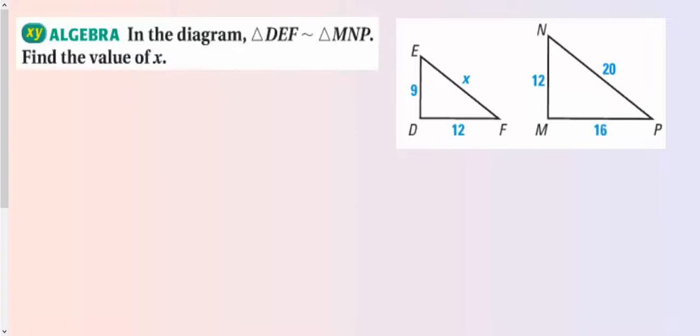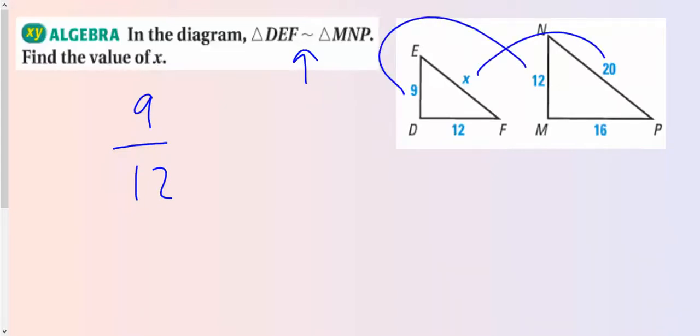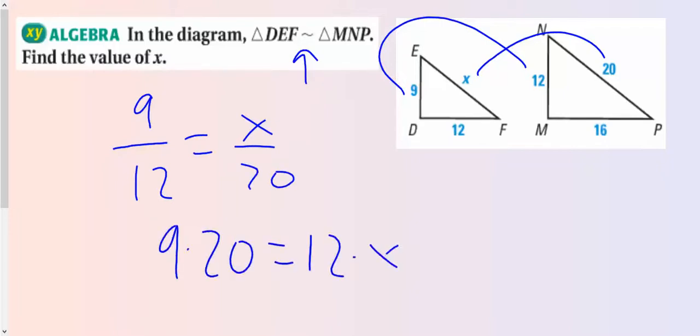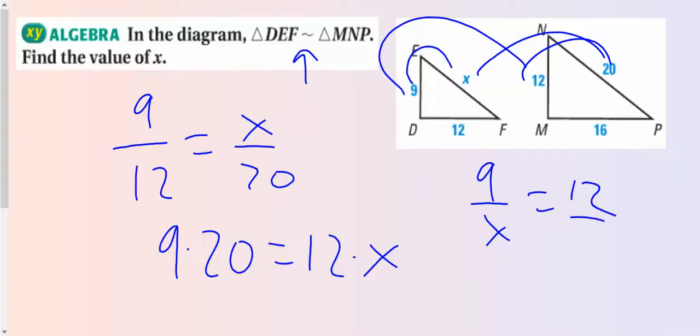All right, it says find the value of x. It says that these two guys are similar. We're just going to set up a proportion and solve for x. We're going to go 9 to 12, and then x to 20. There are tons and tons of different ways of doing this problem. This is just one way. You could have done 9 to x, and then 12 to 20. All of these proportions are going to give you the same answer when you cross multiply.